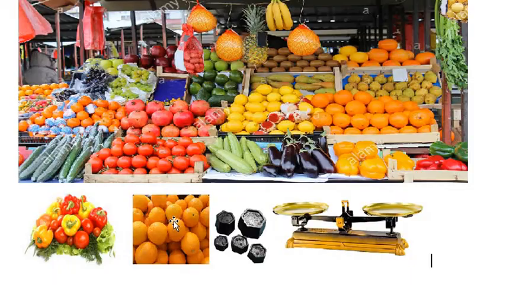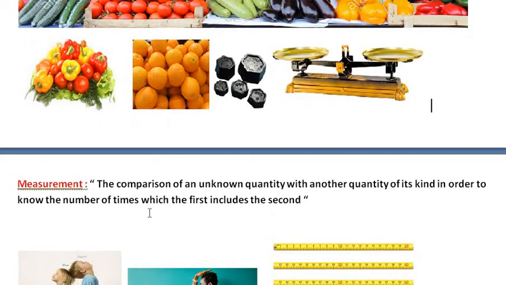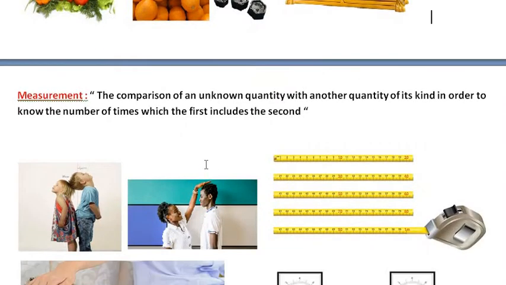this is unknown. So the measurement process is a comparison of an unknown quantity with another quantity which is known, of its kind, in order to know the number of times which the first includes the second. This is a measurement for the mass.